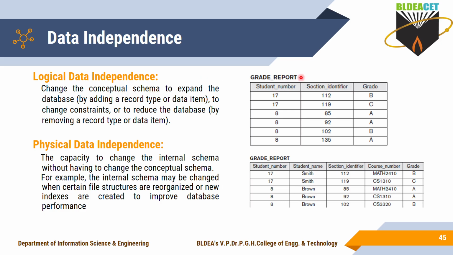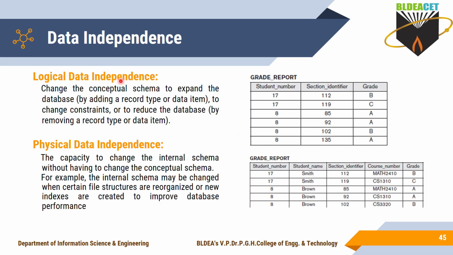For that, here I have taken one example. Your grade report is one database. It contains the data as student number, section identifier and grade. But users want to view information in the grade report that contains both the section identifier and the course number, student name and course number, which are not available in the grade report. The user request now is to see the student name and the course number.